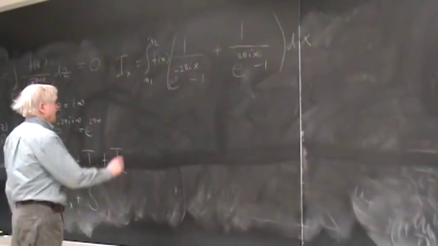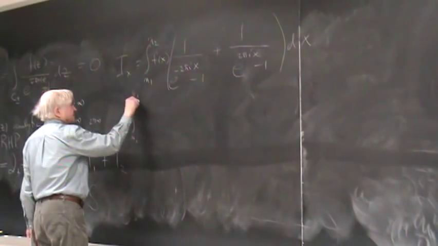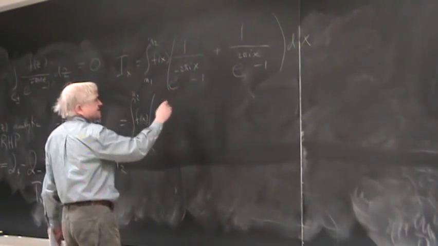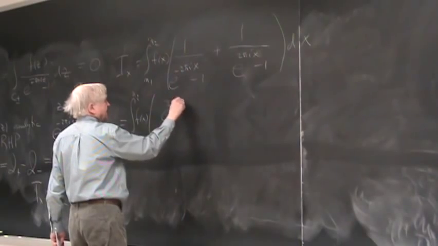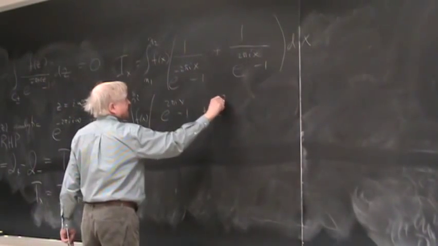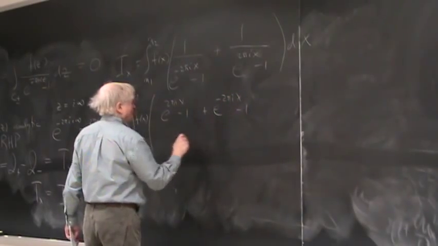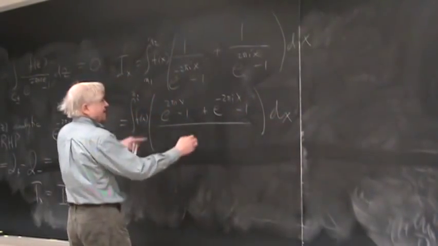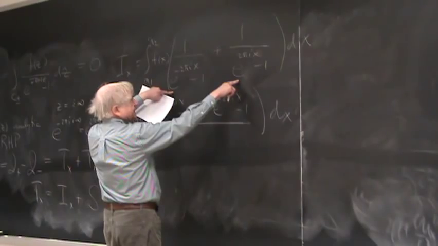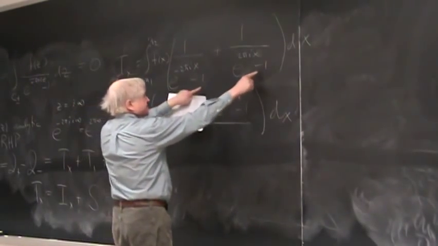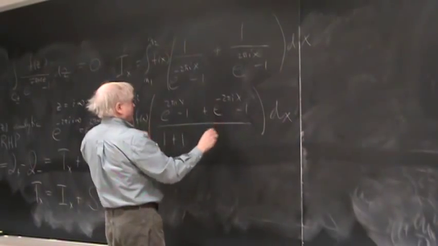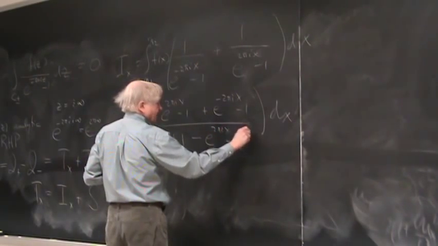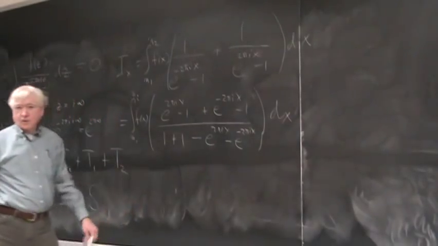Okay, well, a little algebra shows us that this is the integral from n1 to n2 of f of x, but now if we complete this sum, we get e to the 2 pi i (x minus 1) plus e to the minus 2 pi i (x minus 1) divided by the product of these denominators, dx. The product of these two is 1. And then we get minus e to the 2 pi i x minus e to the minus 2 pi i x. So that's what we get.